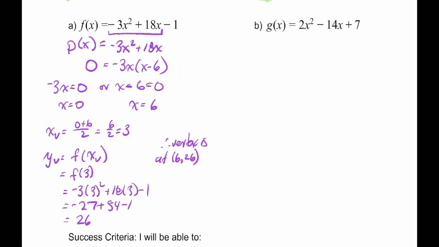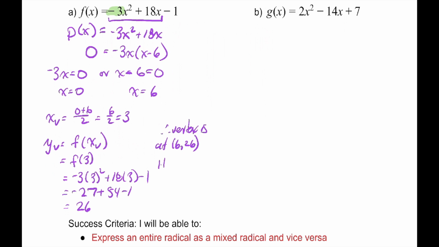And because this equation has a negative a value, -3, that means it's opening downwards. So therefore, it's going to have a maximum. It has a max value. Again, the maximum or minimum value is always going to be the y coordinate of the vertex. So in this case, 26.